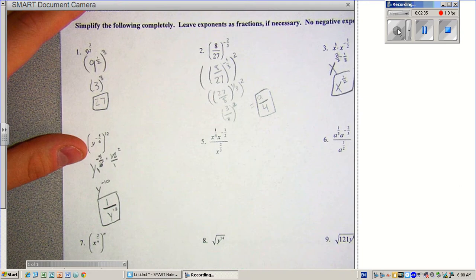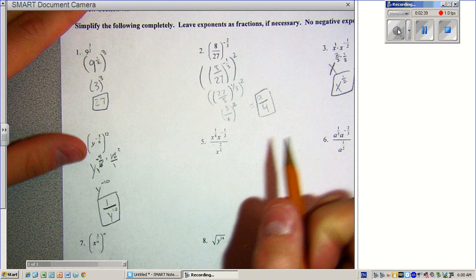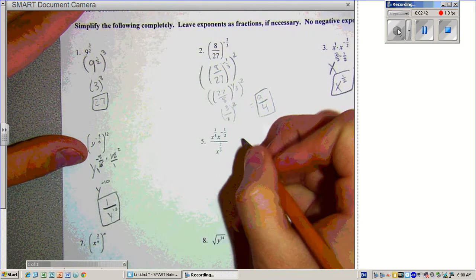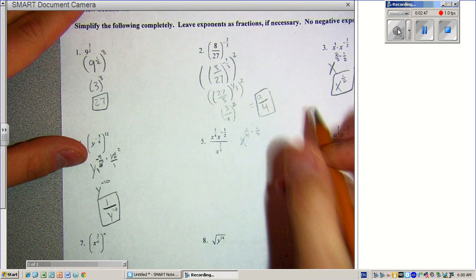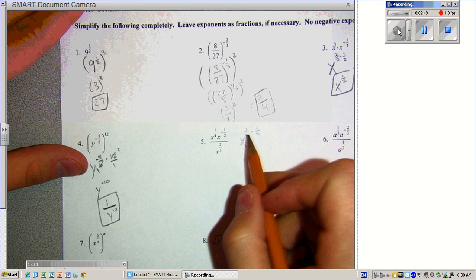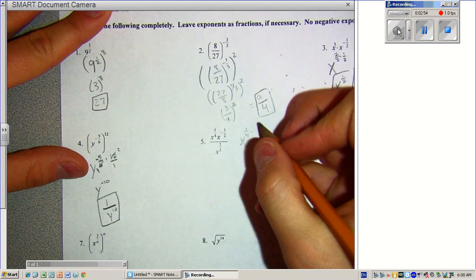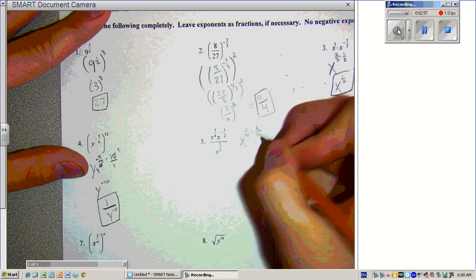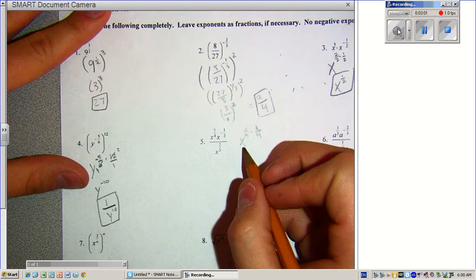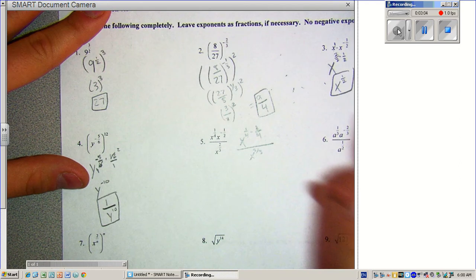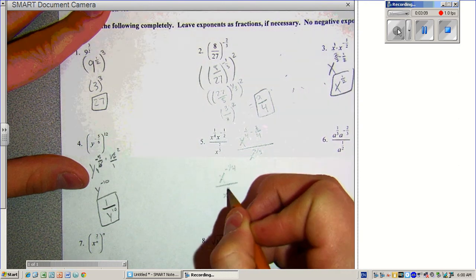Okay, number 5. Number 5's the same idea, but now we're going to have 1 in the numerator and 1 in the denominator. So I need to add the exponents in the numerator first. So x to the 1/4 plus a negative 1 half. Okay, and I need a common denominator, so I'm going to rewrite 1 half with a denominator of 4, which is going to give me 2/4. And x to the 1/4 minus 2/4 is x to the negative 1/4. So that's going to be x to the negative 1/4 all over x to the 2/3.